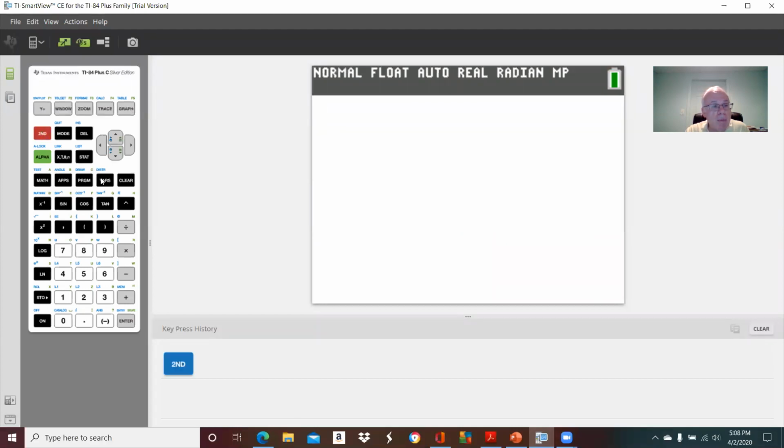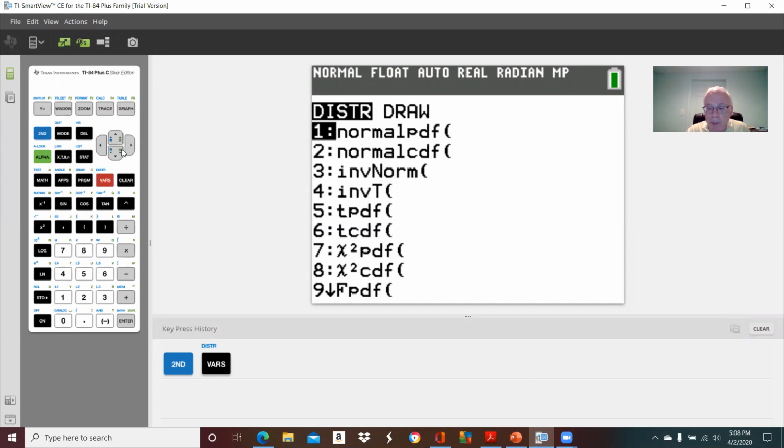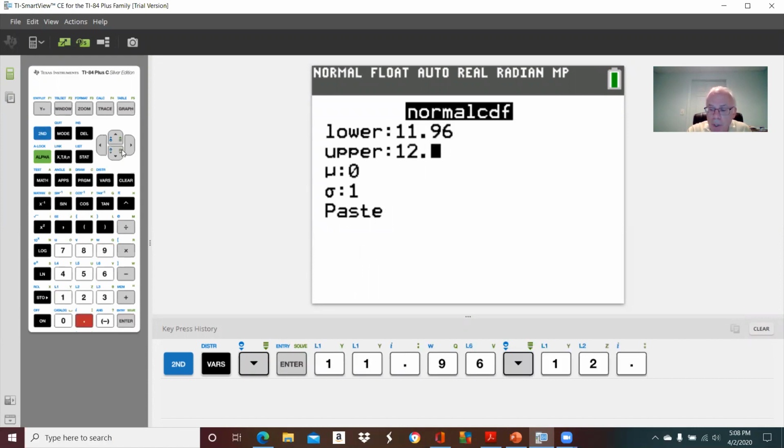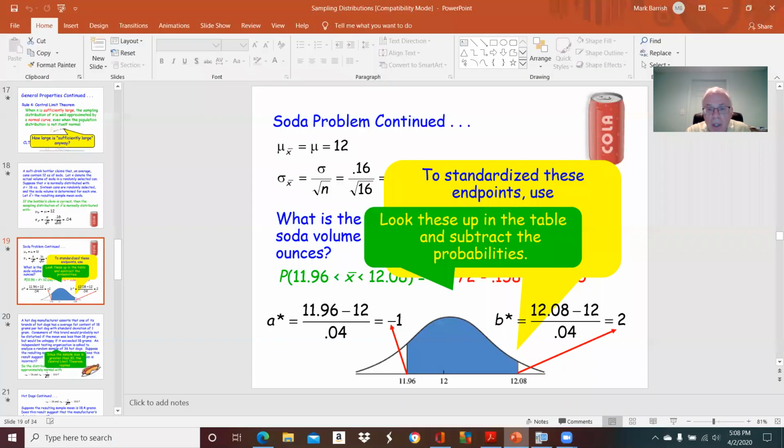We go into normal CDF. All right, 11.96 is the lower bound. 12.08 is the upper bound. The mean is going to be 12. And what was that? Go back to the PowerPoint. What is the standard deviation? 0.04. It was 0.04. Just look at it for a second.